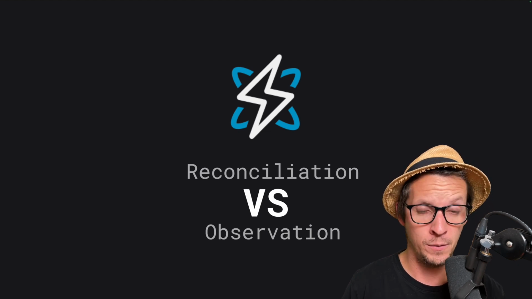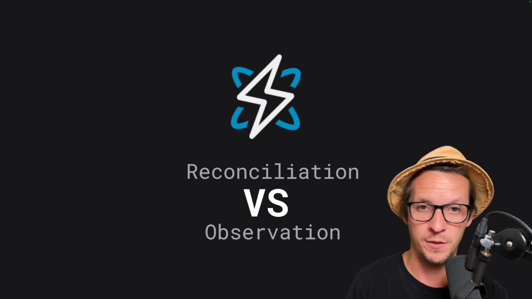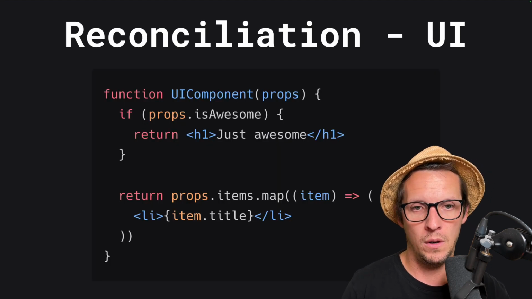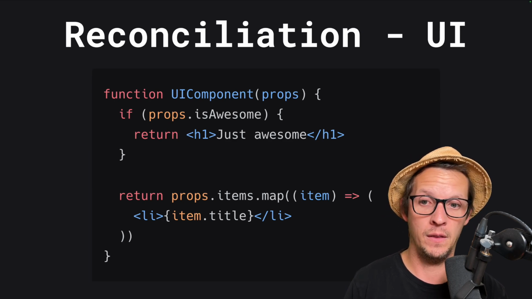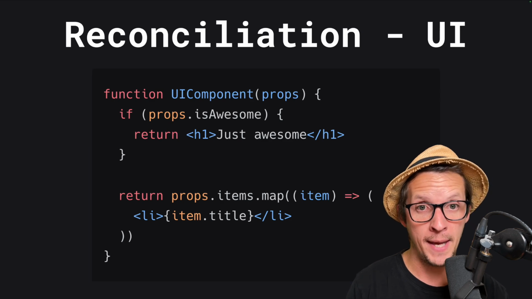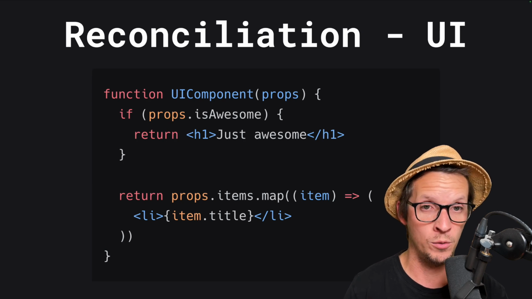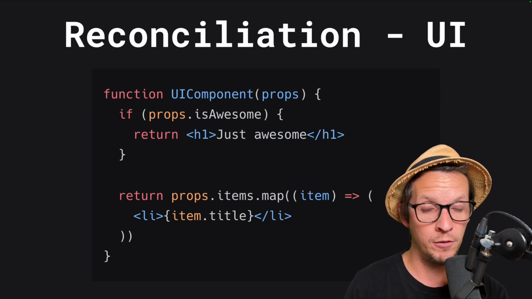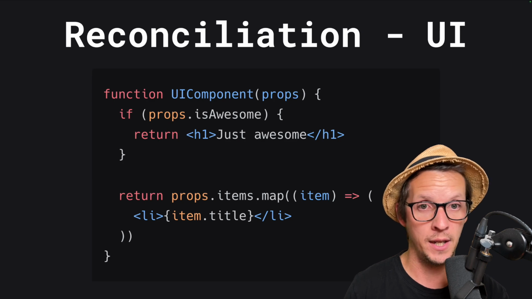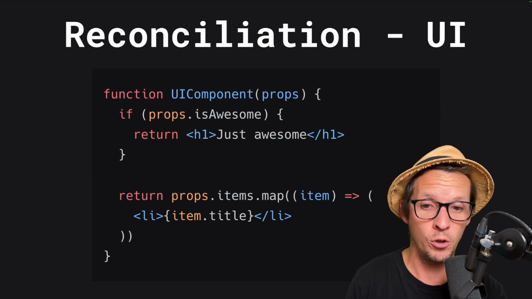So the first thing we're going to talk about to understand reactive contexts is reconciliation versus observation. When you create a React component, you can define that component as a function. And when that function is called, it can be passed props. By looking at those props, you can dynamically decide what UI you want to show for that component. Whenever those props update, the function is called again, and you can return a different UI. And React will magically and optimally update the actual DOM. This is called reconciliation.